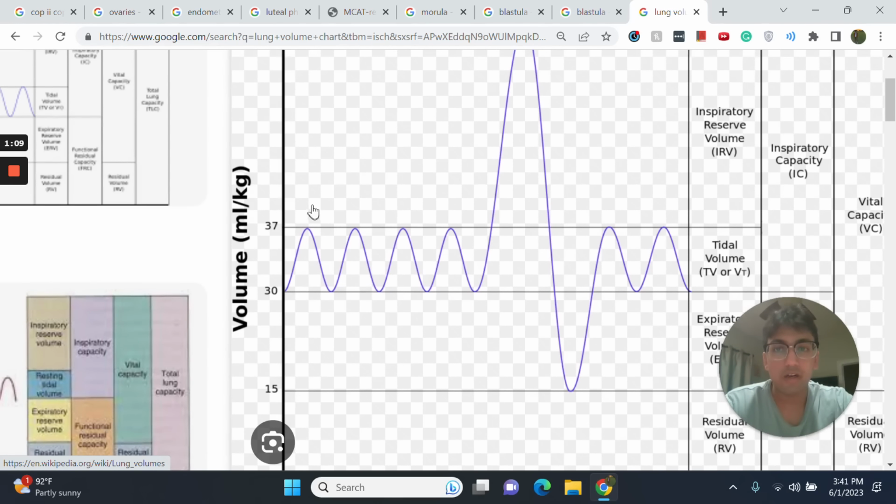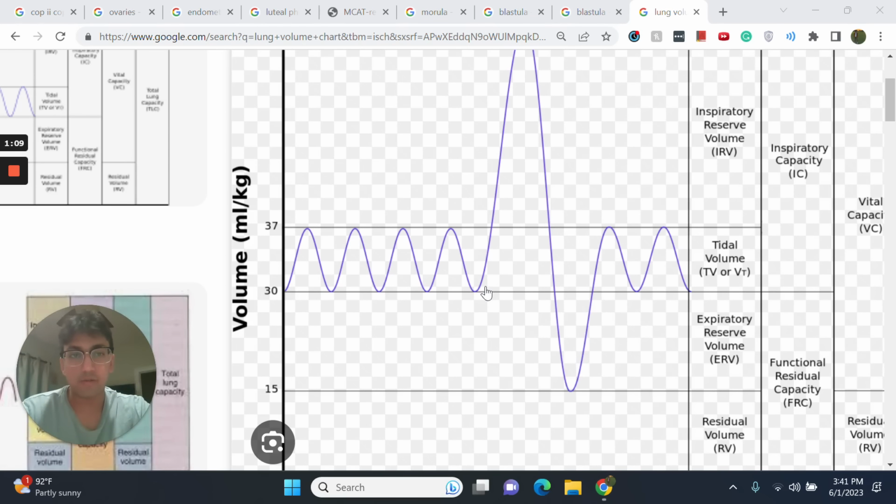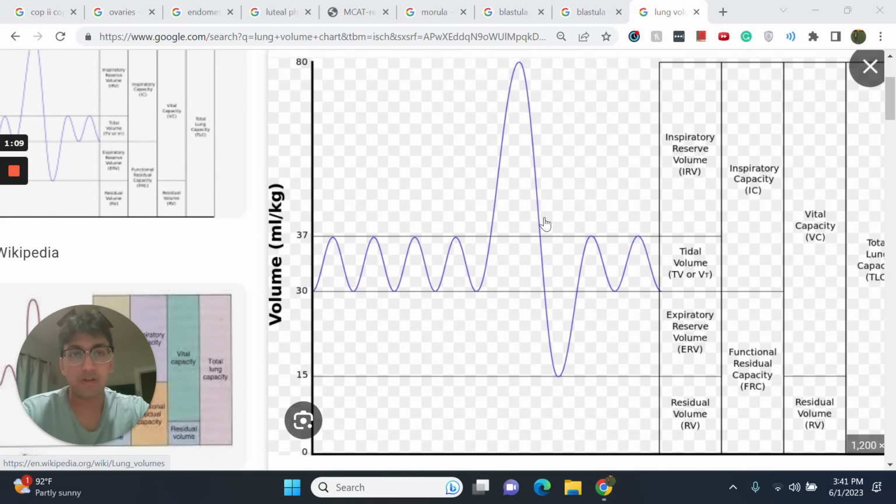So the tidal volume is how much air you're breathing in and out whenever you're like how I am right now, where I'm not trying to breathe really in or really out. It's just my normal breathing volume. That's the tidal volume. This is usually like 500 milliliters or so. Then we have the inspiratory reserve volume, which is what I just did. When you try to inspire as much as possible, how much do you go up to, right?